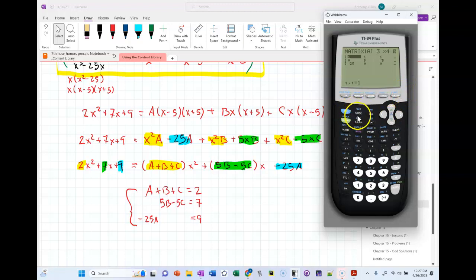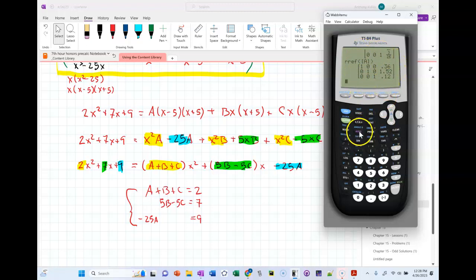Okay, I'm going to exit out of here, and I'm going to retrieve that RREF command. To get that, I'm going to press second and the matrix command. This time I'm going to go to the math tab, and scroll all the way down until I see that RREF command. Make sure you get the one with 2 R's. So I press enter, and then I'll go back into the matrix menu, and from the names tab I'll retrieve matrix A, close my parenthesis and press enter.